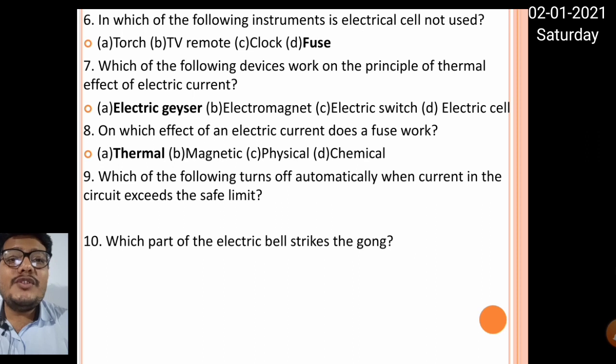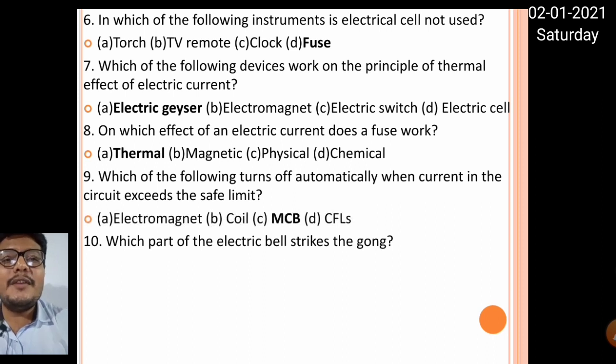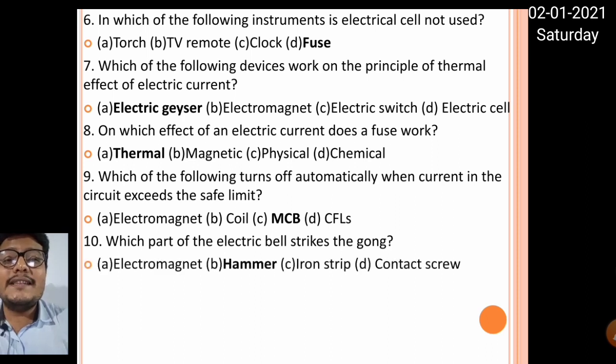Number 9. Which of the following turns off automatically when current in the circuit exceeds the safe limit? Which switch will turn off? That is the MCB, right? Not electromagnet, not coil, not CFLs, it is MCB, right? Number 10. Which part of the electric bell strikes the gong? So that is the hammer that will strike the gong.